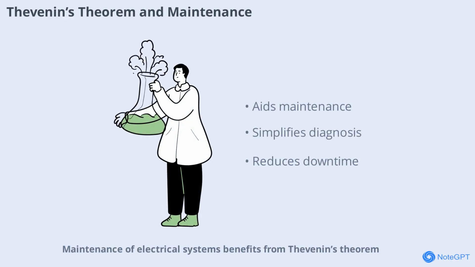Maintenance of electrical systems benefits from Thevenin's theorem. By simplifying circuits, technicians can more easily diagnose and repair faults. This reduces downtime and ensures that systems remain operational and safe. Thevenin's theorem is a practical tool for ongoing maintenance and support.